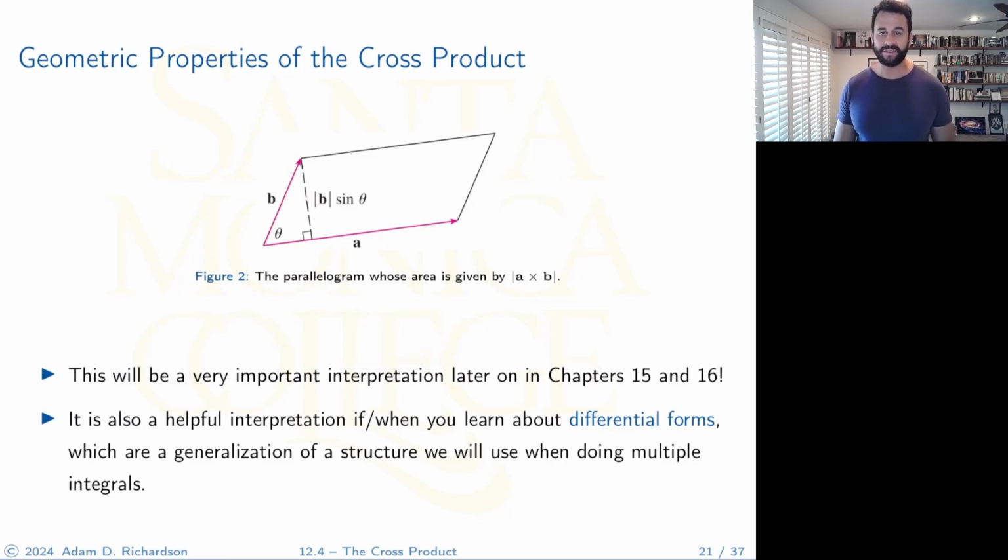Turns out that we're going to need this interpretation later when we get into chapters 15 and 16 and we start doing surface integrals because, well, you'll see, I don't want to get too far ahead. This is also a very helpful interpretation if and when you learn about differential forms, which are basically a generalization of a structure that we're going to use when doing multiple integrals. This is also where wedge products come into play if you want to start talking about higher dimensional versions of these things. For us, we're going to keep things simple and just stick to this parallelogram, and we will see it again when we get to these chapters, chapter 15 and 16.